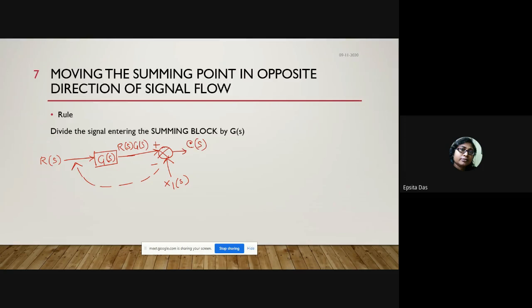So here I got the CS. What is CS I am getting? CS is basically RS into GS minus X1S. So I know that wherever I put the summer, I have to take the final expression like this, right? So how can I do that? If I put this RS over here and I am putting the summer here.